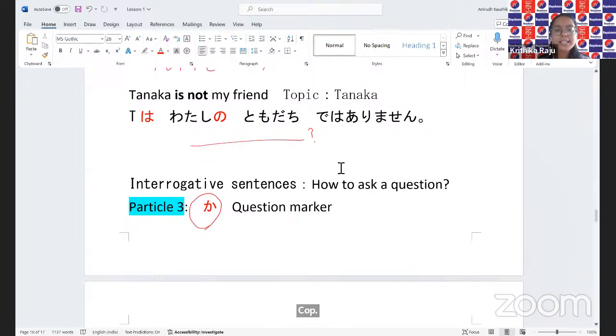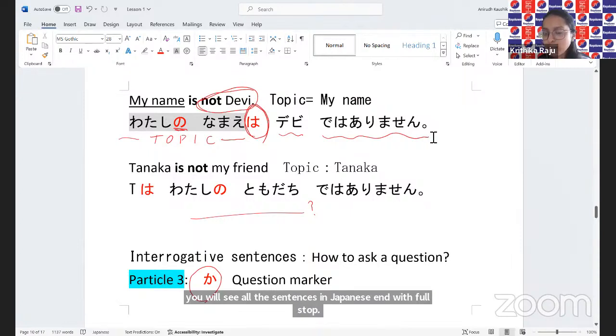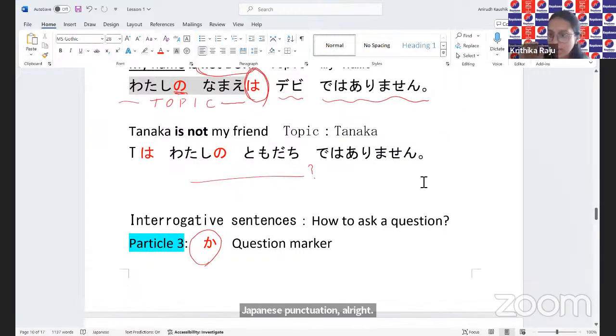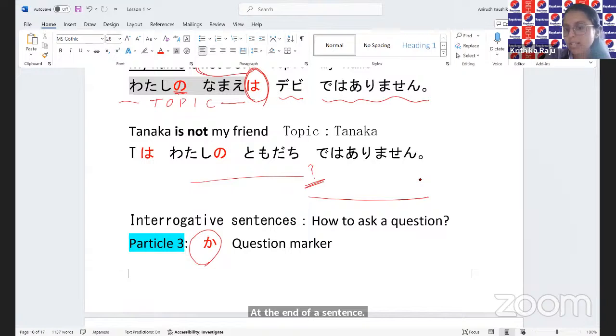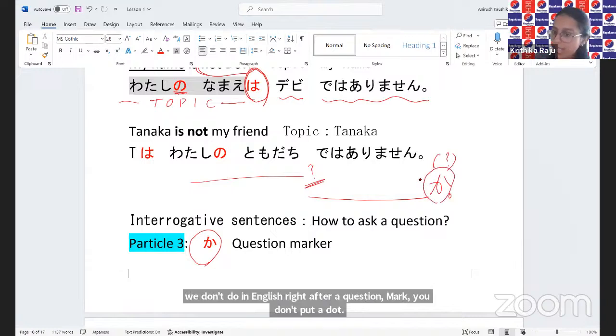Ka behaves like a question marker. You will see all the sentences in Japanese end with a full stop, positive or negative. That full stop is not a dot, it is a circle. That is Japanese punctuation. Japanese does not have a question mark. At the end of a sentence, in place of the question mark, you will have this particle ka, and after ka, you will have a full stop, which we don't do in English. After a question mark, you don't put a dot, but in Japanese, after the question marker ka, there is a full stop.